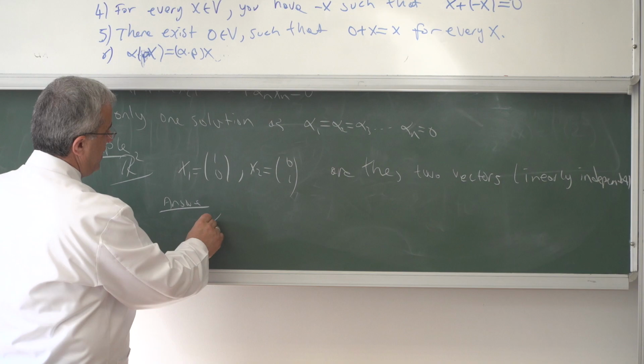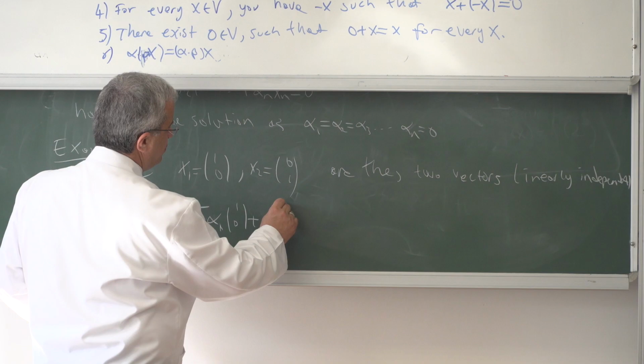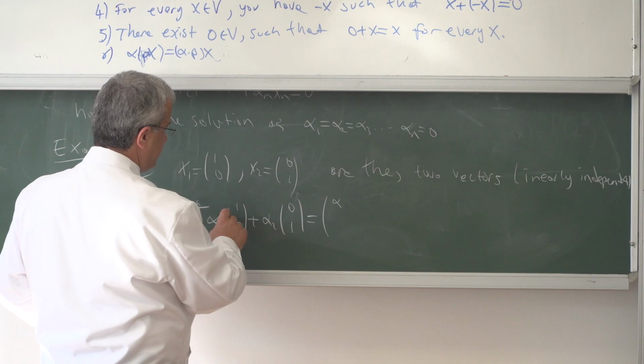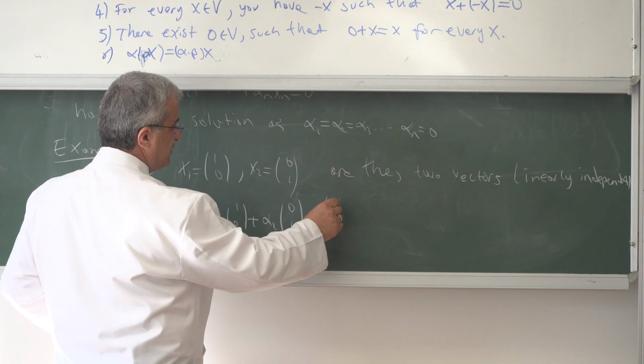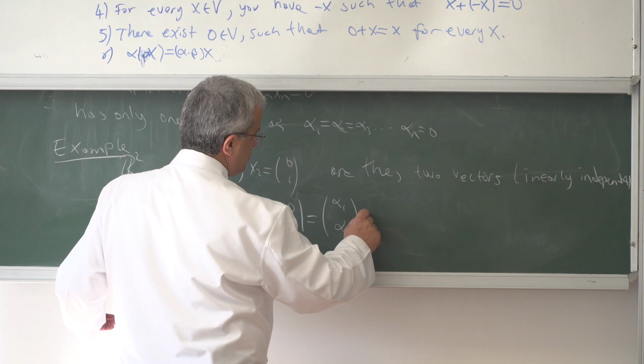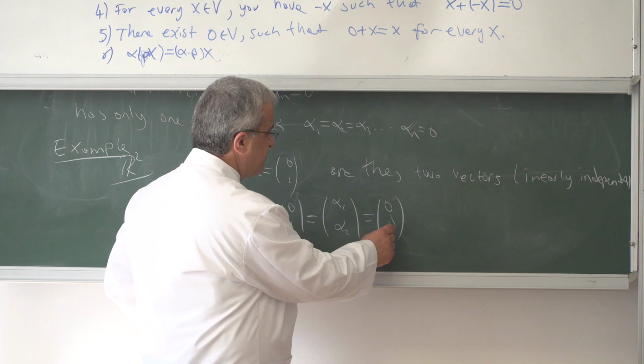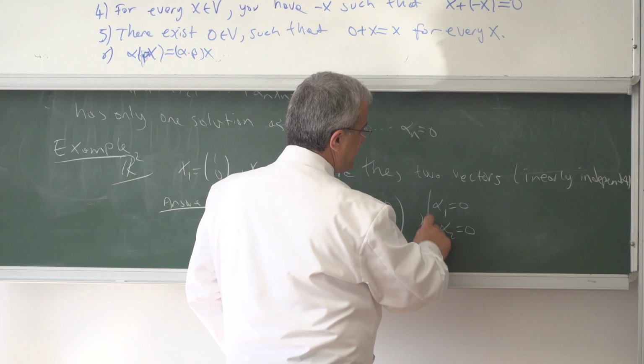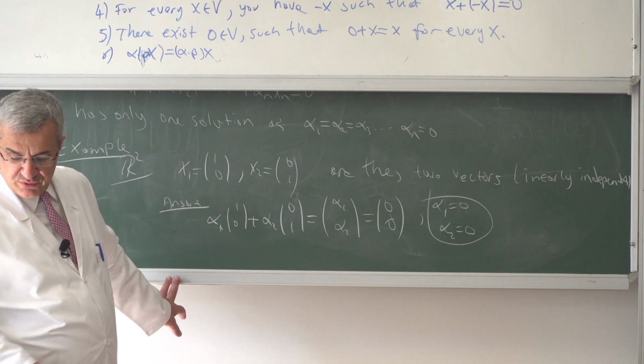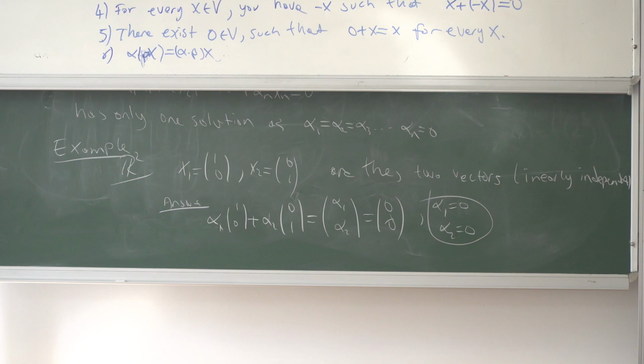I will check. So alpha 1 times (1, 0) plus alpha 2 times (0, 1) equal to what? 1 times alpha 1 plus 0, right? And 0 times alpha 1 plus alpha 2. This should be the 0 vector. So what solution does this have? Alpha 1 is equal to 0. Is there any other solution? To be able to appreciate this, I have to give you a counter example. So these are linearly independent because the only solution to this equation is that all the alphas are 0.